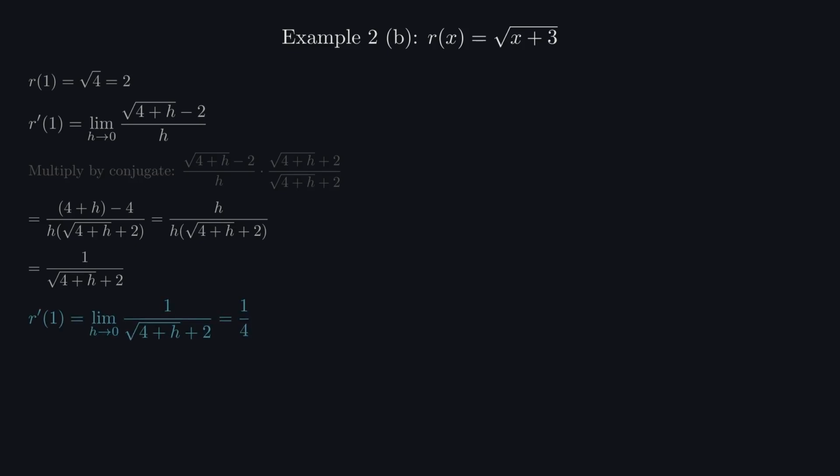Taking the limit as h goes to 0, r prime of 1 equals 1 over 4. Since this exists, r is also differentiable at x equals 1. Let's try another one. f of x equals the square root of x plus 5. We want f prime of x, then evaluate it at x equals 1 and x equals 9.